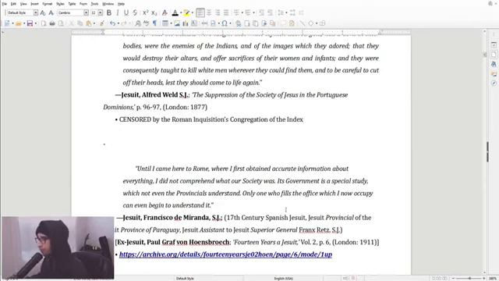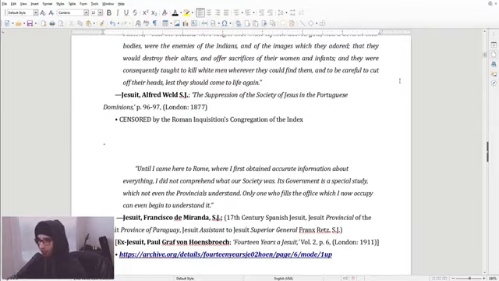Okay, so check out this. This is from Jesuit Francisco de Miranda, 17th century Spanish Jesuit, guys. He was the provincial of the Jesuit province of Paraguay at the time this was all going down. He was the head, like the superior general of it, right? And he became the Jesuit assistant to Jesuit Superior General Franz Retz, SJ, later on. Okay, guys?